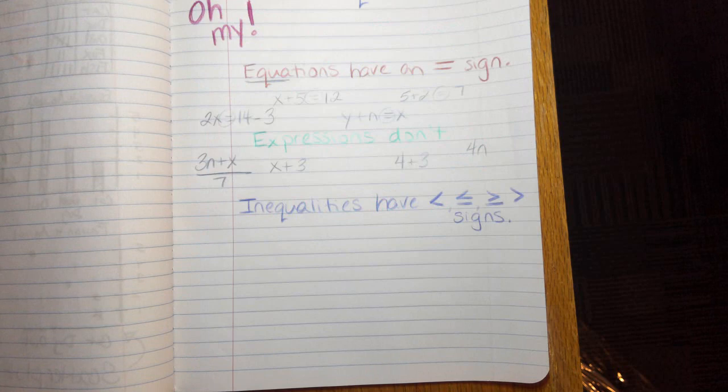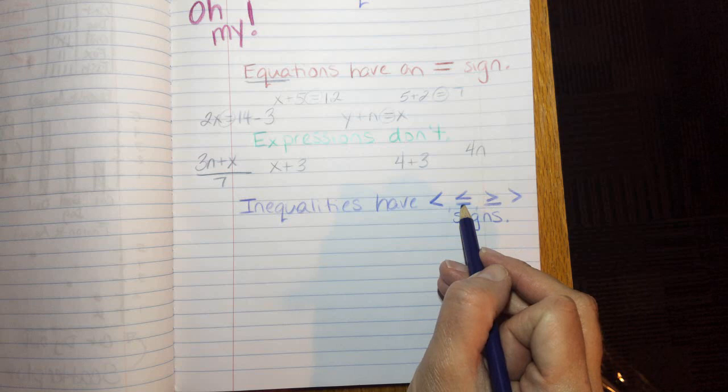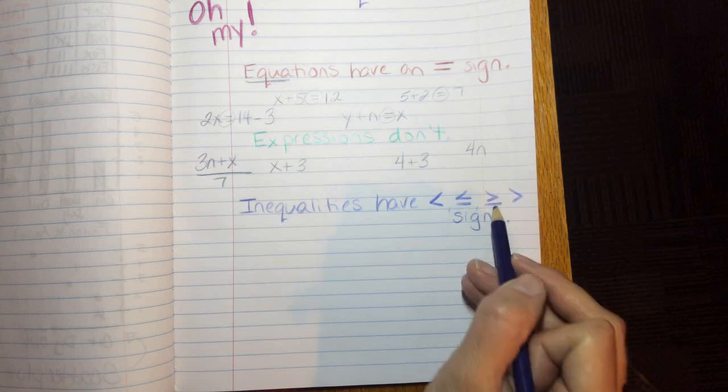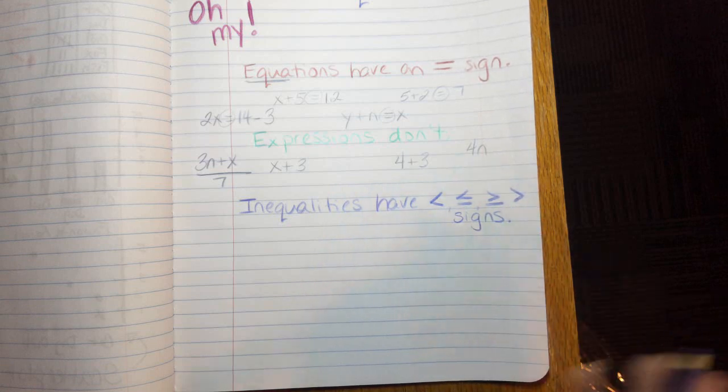Inequalities have these signs, okay? So less than, this one might be new to you. This is less than or equal. This is greater than or equal, and this is greater than, okay?